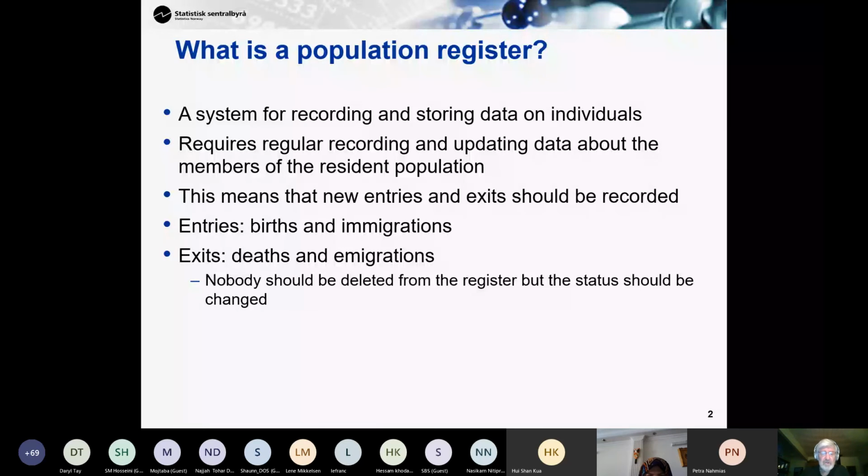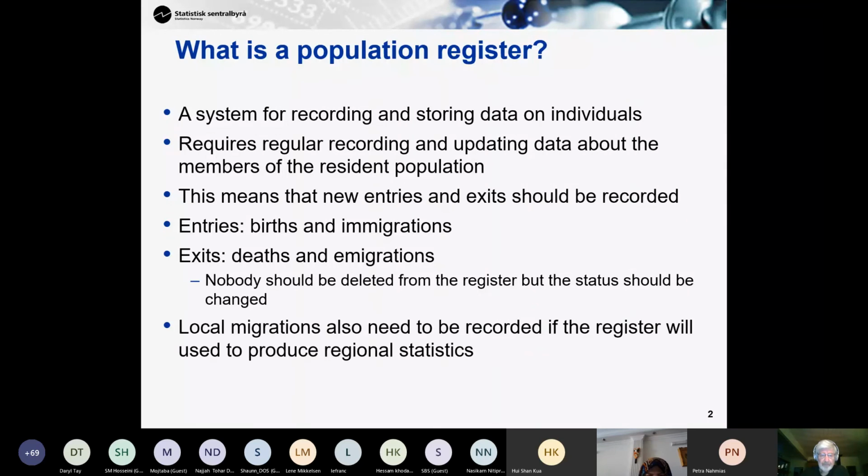And this means that nobody should be deleted from the register, but the status should be changed of the persons who die or leave the country. I will come back to that. Also, local migration should also be recorded if the register is going to be used to produce regional statistics, for example, in register-based census. But this is also a big challenge.